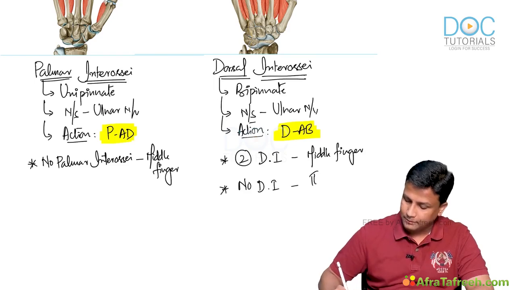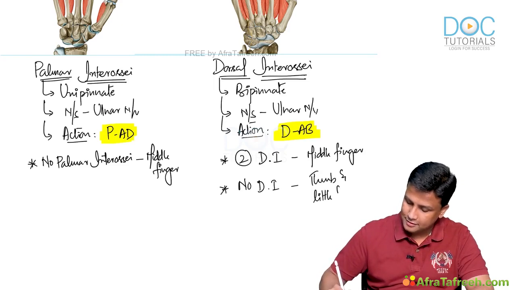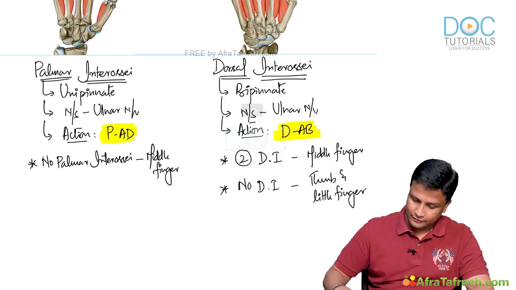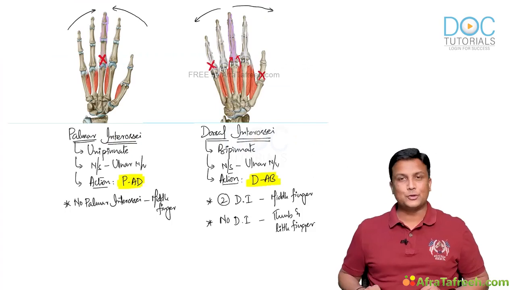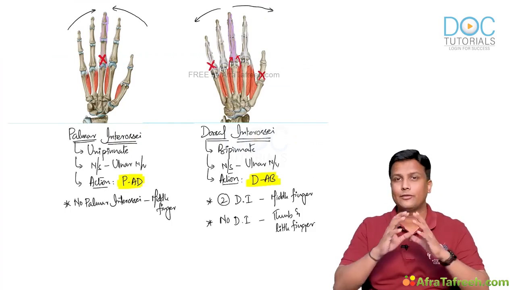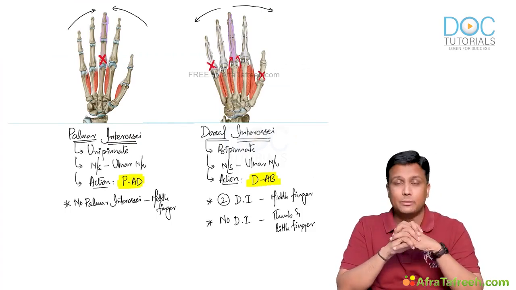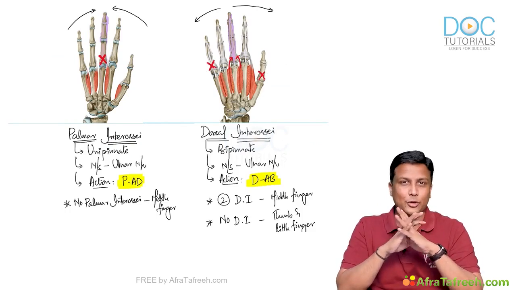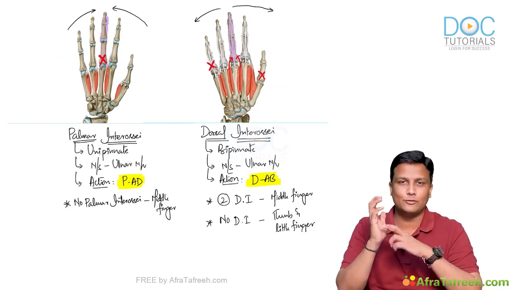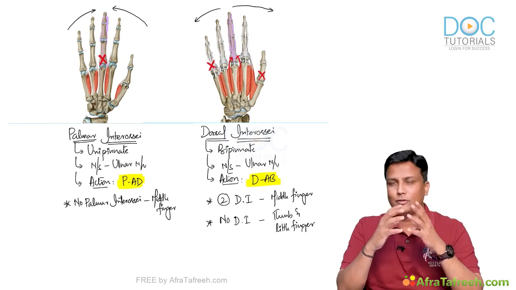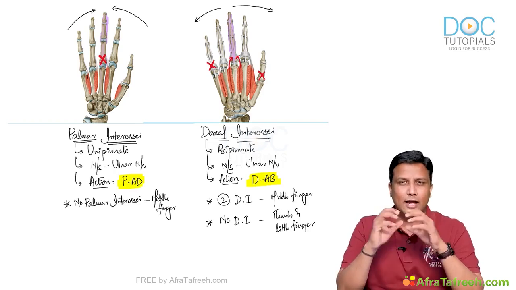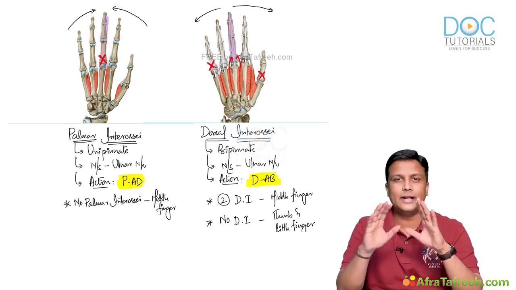That will be on the thumb and little finger, guys. Thumb and the little finger, you don't have any dorsal interossei there. You can see the entire thing over here. So that is all the information that you have to remember about the muscles of your hand. There are totally 20 muscles in the hand: 4 thenar, 4 hypothenar, 4 lumbrical, 4 palmar interossei and 4 dorsal interossei. And we have discussed all of them in detail.